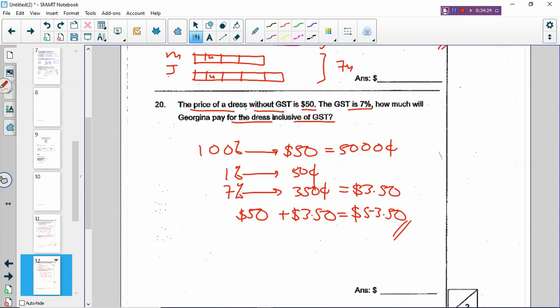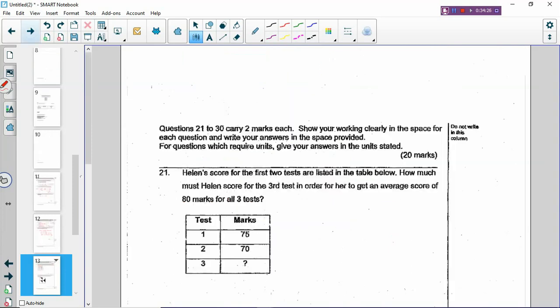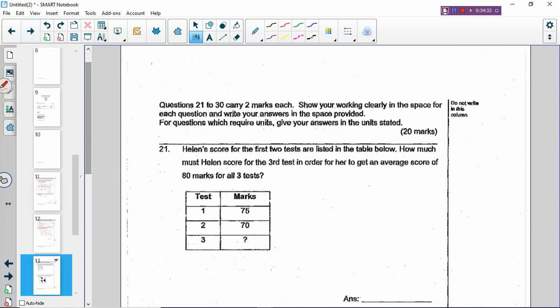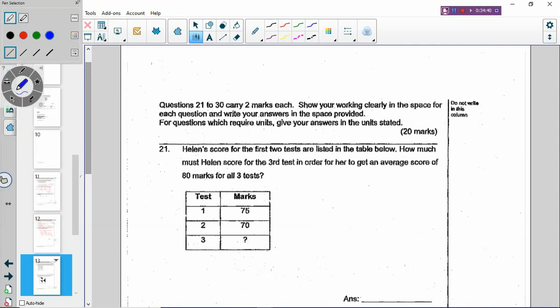Okay, let's go on to the 2-mark questions. We're coming to the 2-mark questions now. It will get a little harder, but not to worry. Usually they are not very hard. Paper 2 will be a little harder, but when you come to paper 1, most of them are still manageable. So you should try to score high in paper 1.